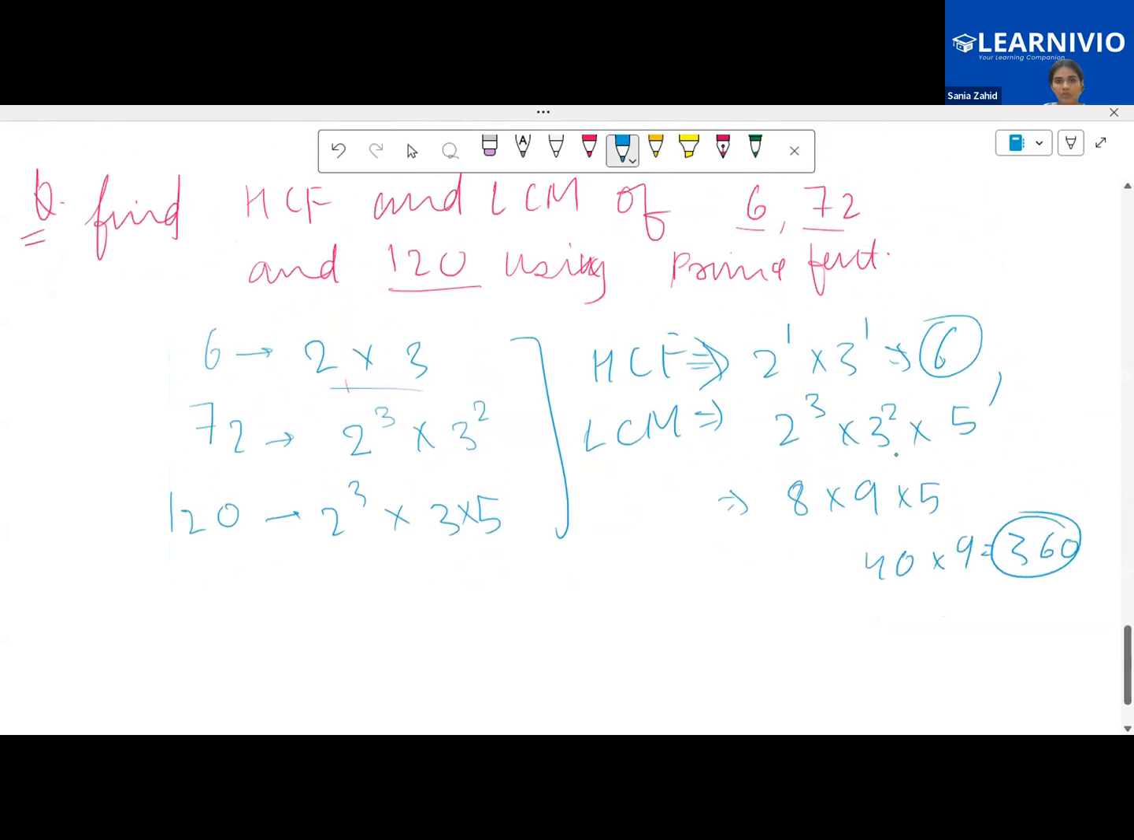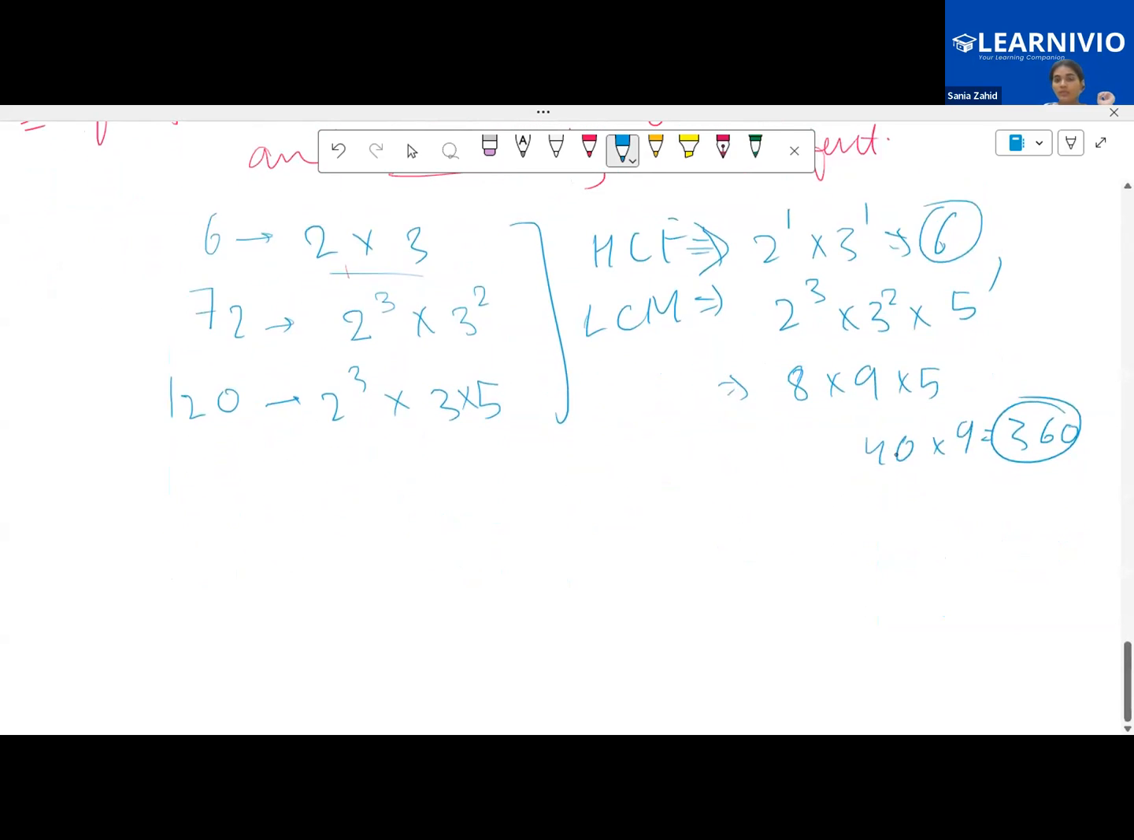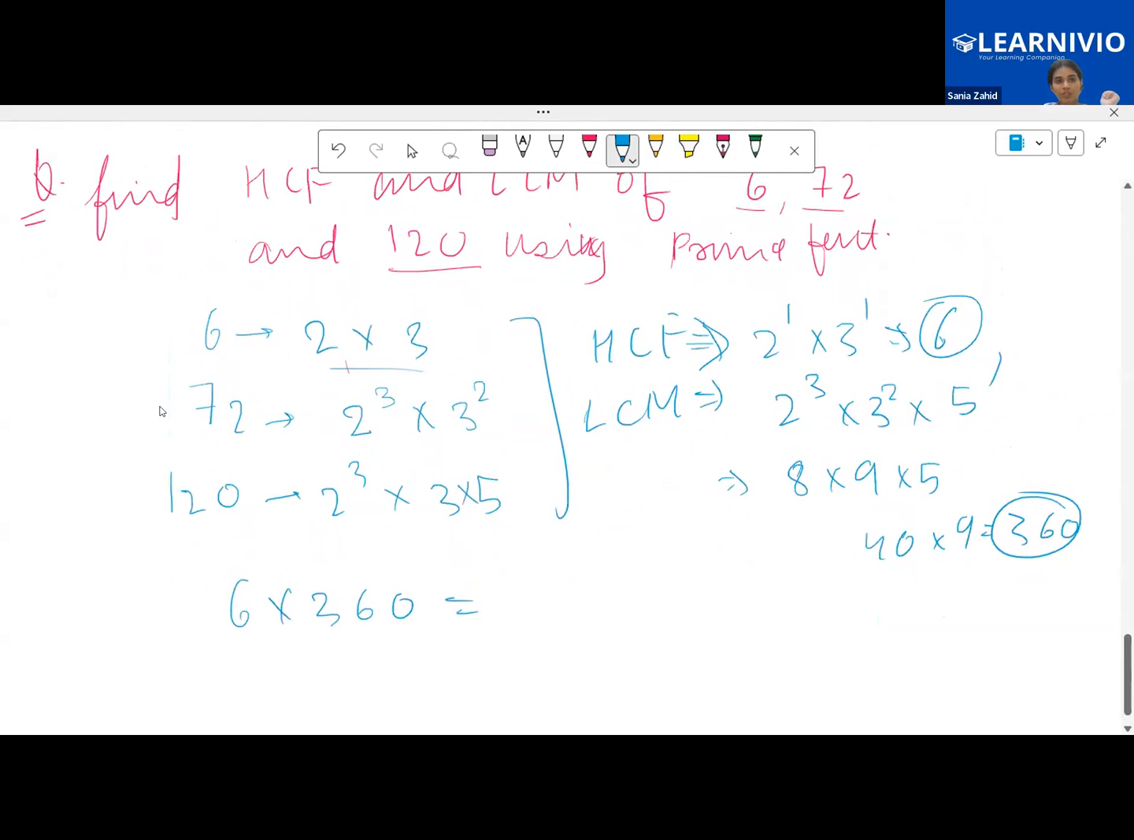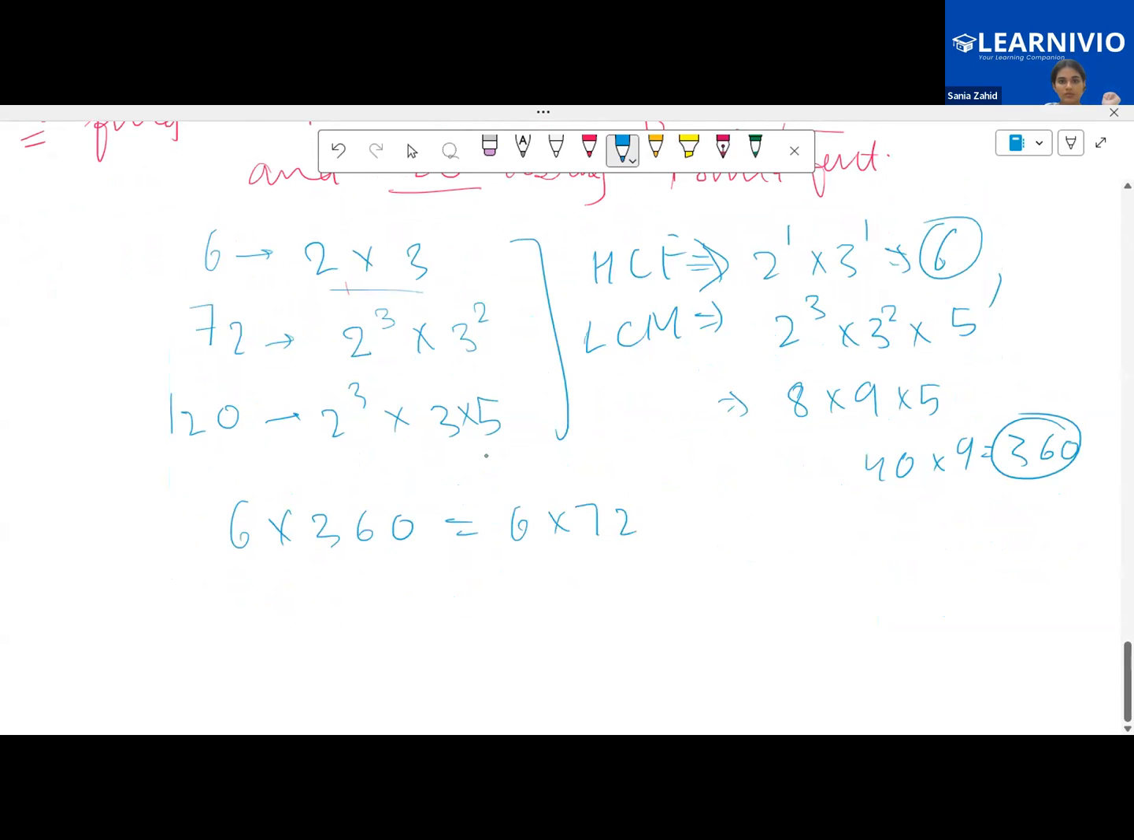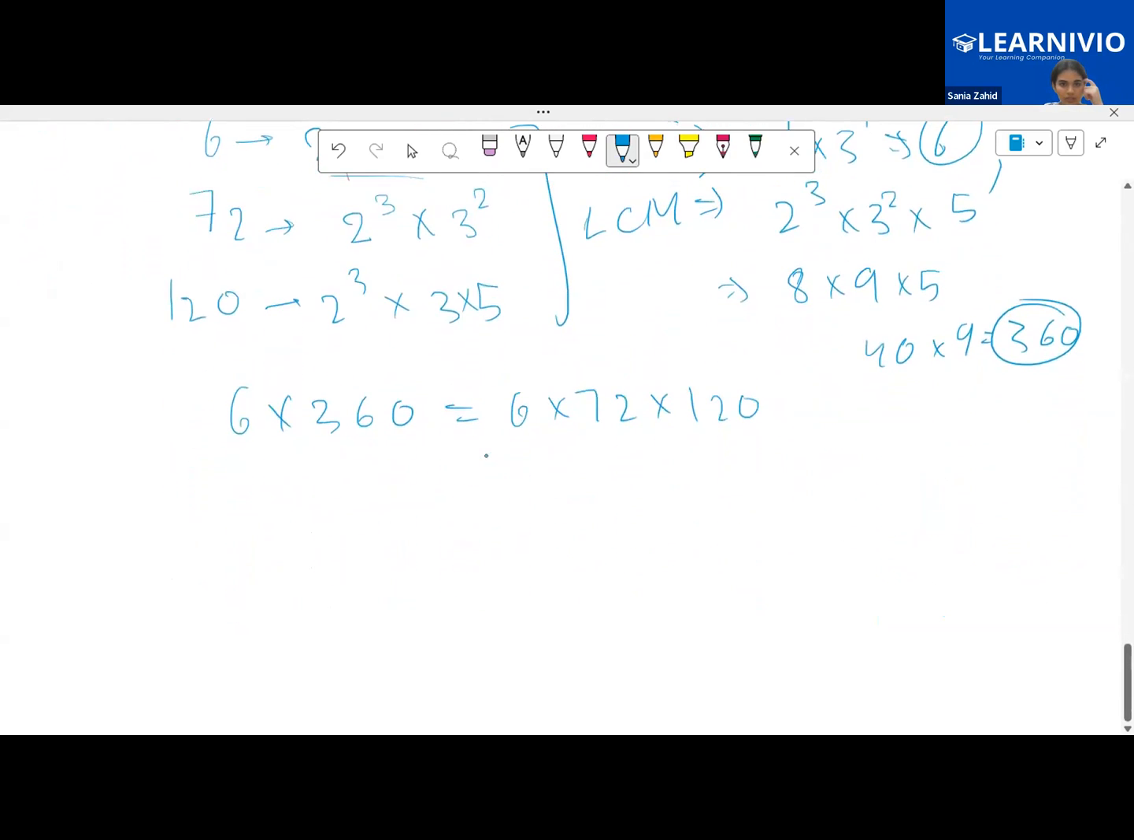Okay. Now we can also check whether our HCF and LCM are correct or not. On multiplying the HCF and LCM, we must get the product of the numbers, which is 6, 72 and 120. Check it once.